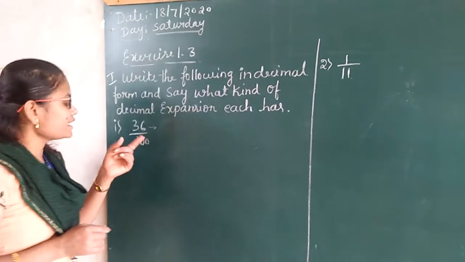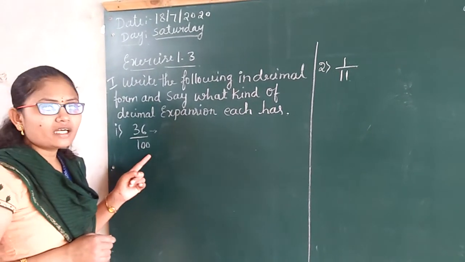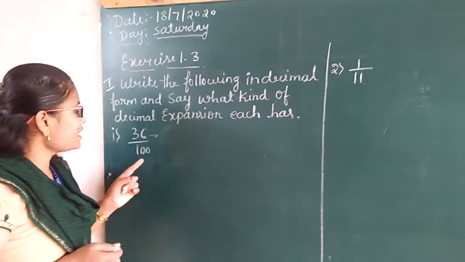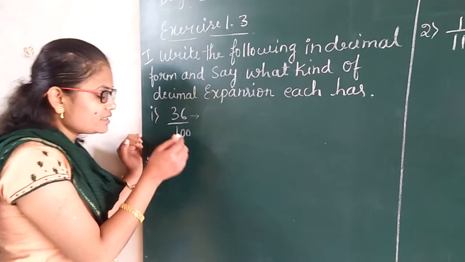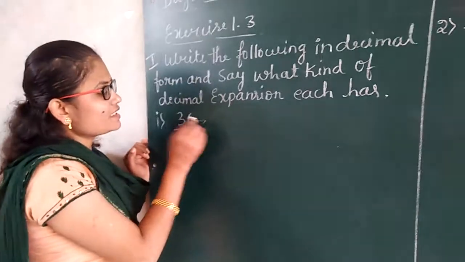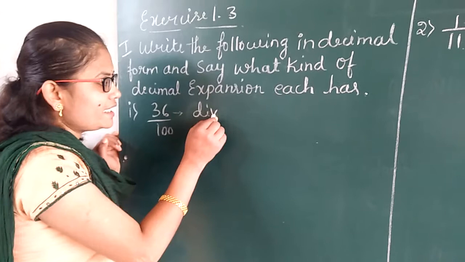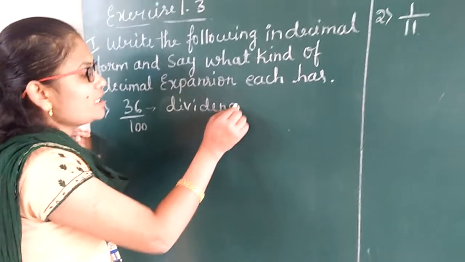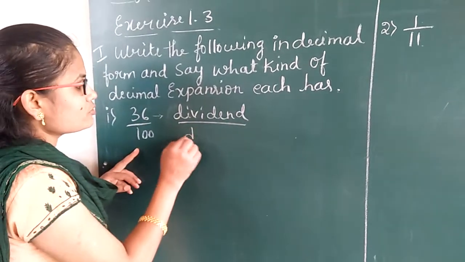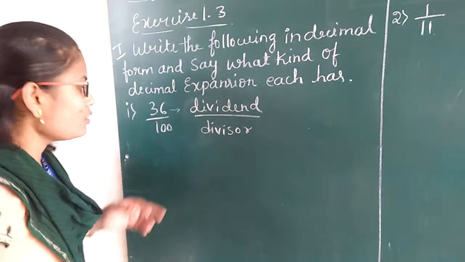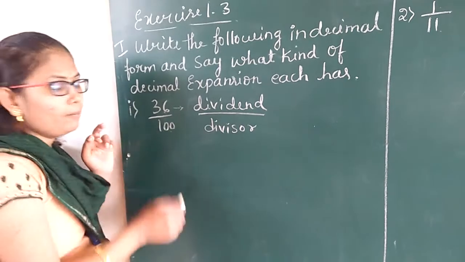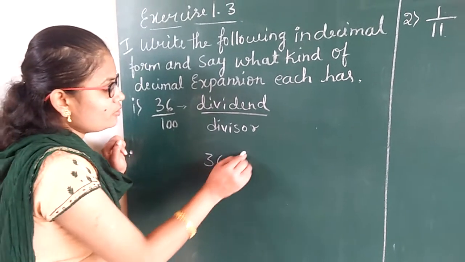In the first one, what is the number? 36 divided by 100. See, now we have to divide 36 by 100. Here 36 becomes the dividend, and 100 becomes the divisor. Now we have to divide 36 by 100.